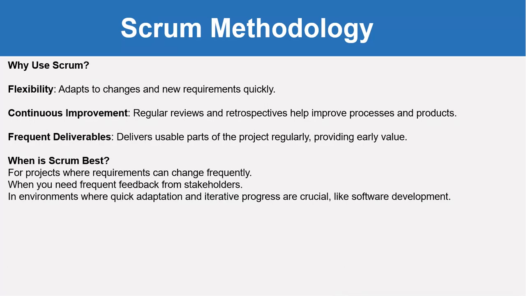Then frequent deliverables are there, delivering usable parts of the project regularly, providing early value. Because we are working in small chunks, we complete a chunk, deliver it to the customer and get his feedback. So when is Scrum best? Friend, for projects where requirements can change frequently, when you need frequent feedback from stakeholders, and in environments where quick adaptation and iterative progress are crucial, like software development.